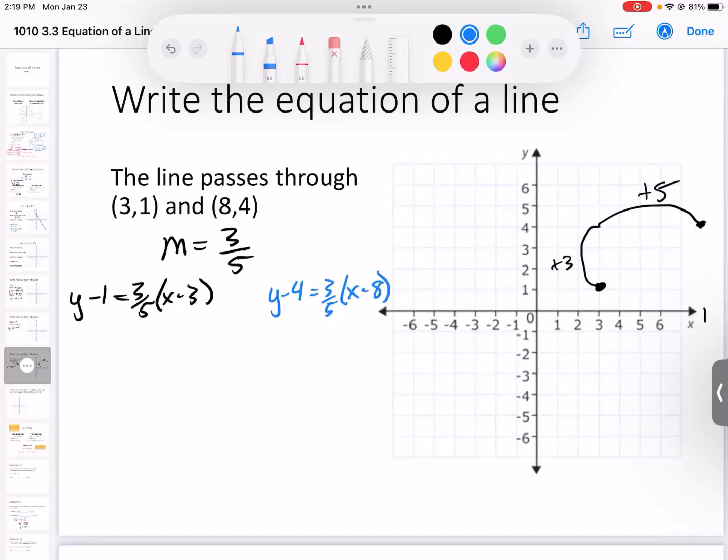They're both describing the same line, but it's a little bit easier to see that they're talking about the same thing if you get it into slope-intercept form.